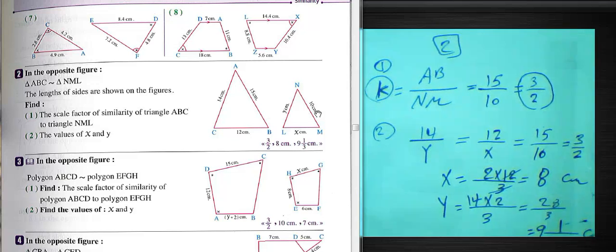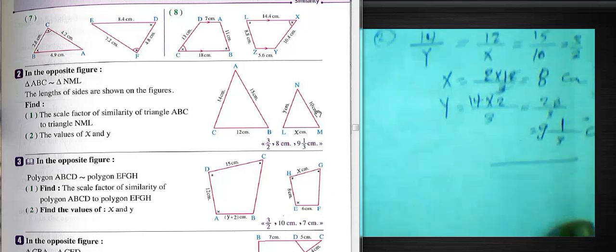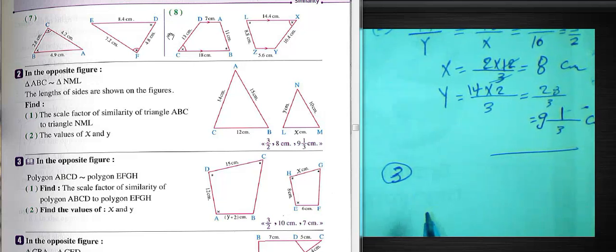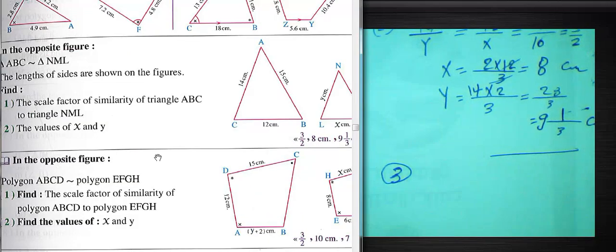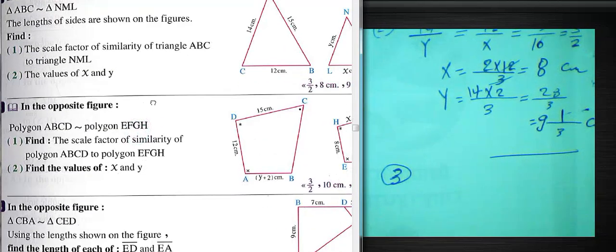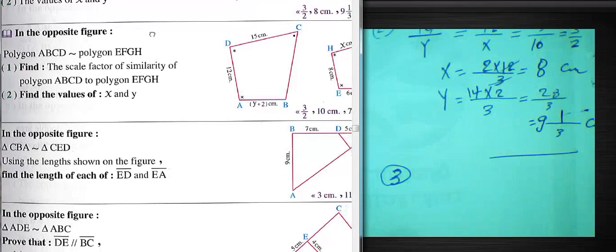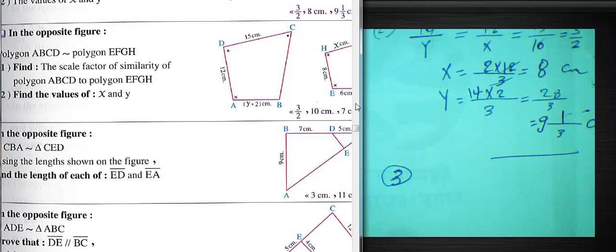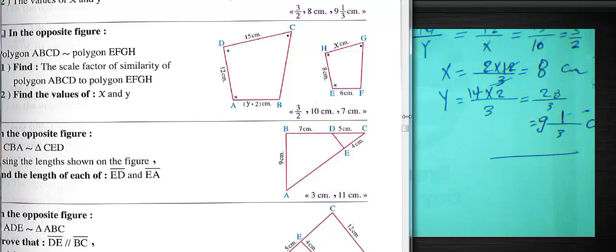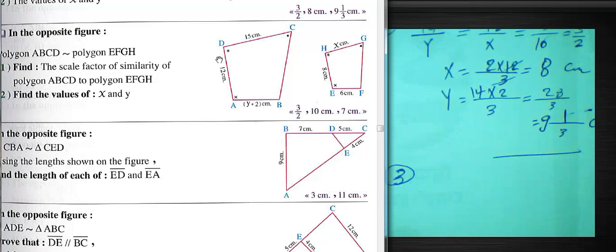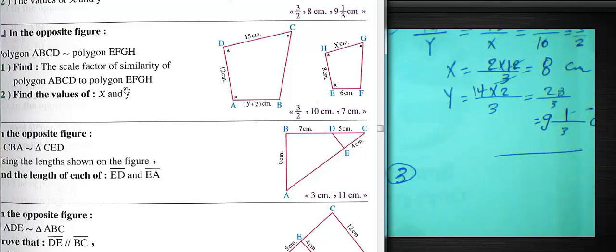We will ask question number 2. Question number 3. Look at it with me here. Question 3. In the opposite figure, polygon ABCD is similar to EFGH. Find the scale factor of similarity of polygon ABCD to polygon EFGH.